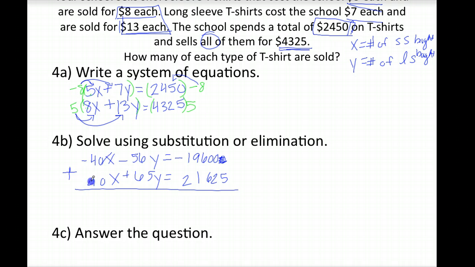I can cancel out my x value, and I have -56y plus 65y, which will give me 9y. And that will equal, when I combine these, 2,025. I'll divide both sides by 9. So y equals 225. So now I have my y value.